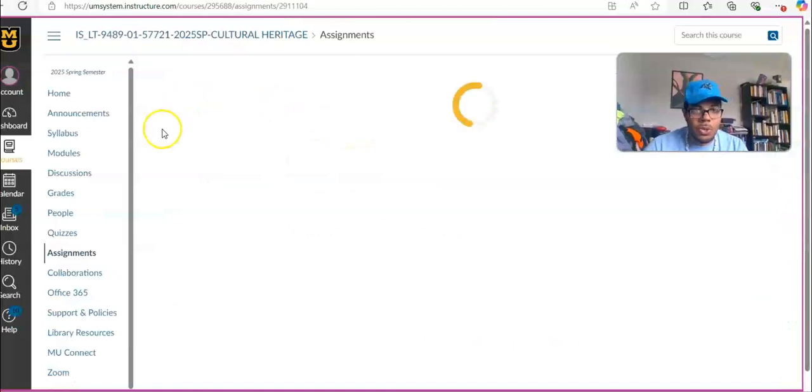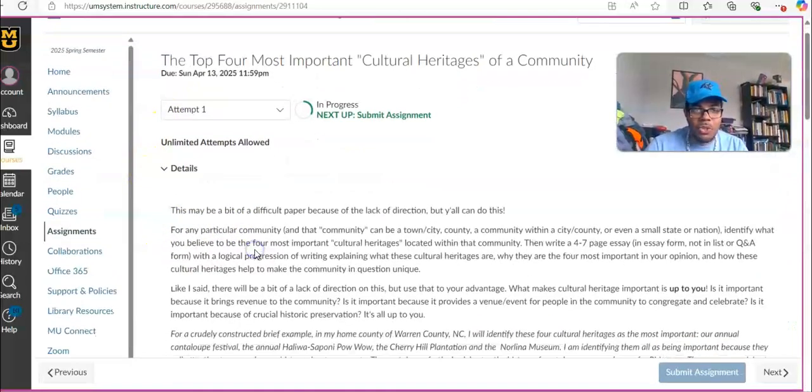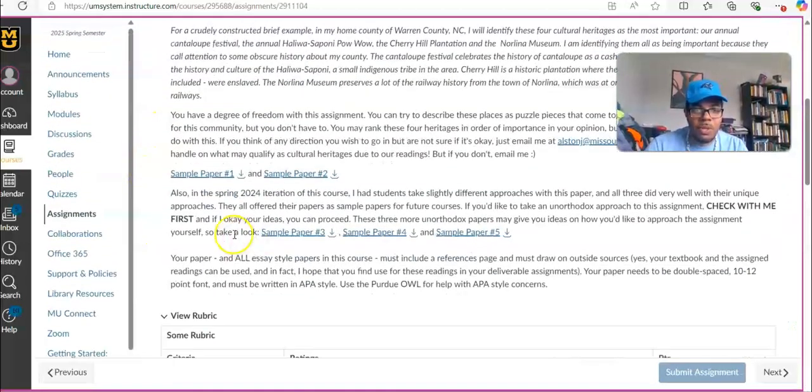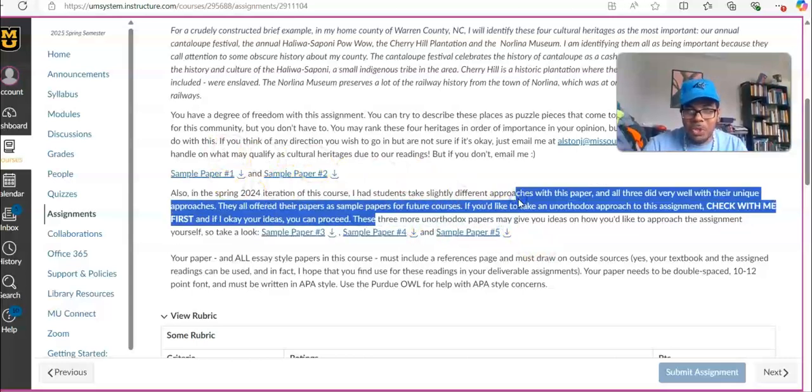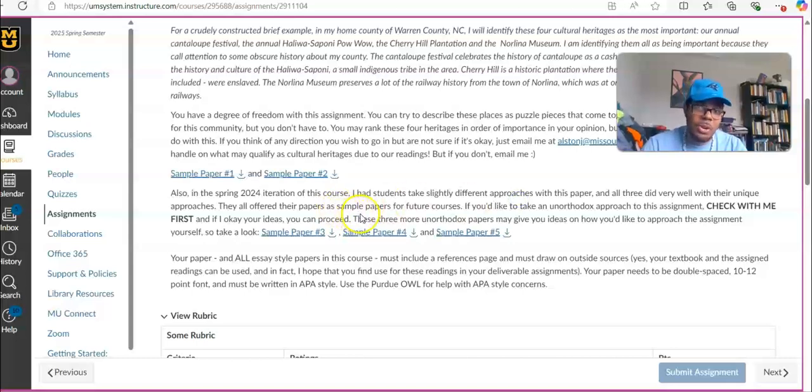And again, this is a little unorthodox, but this is a way to really describe what you're seeing in your community. And we do have 5 sample papers here because some students in the past did decide they were going to take very unorthodox approaches to this, and their unorthodox approaches were so good that I was like, hey, yeah, let's make those sample papers too. And they were like, okay, cool. And so you do have sample papers.